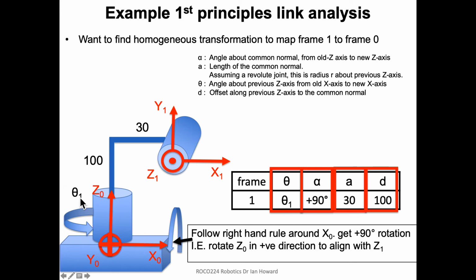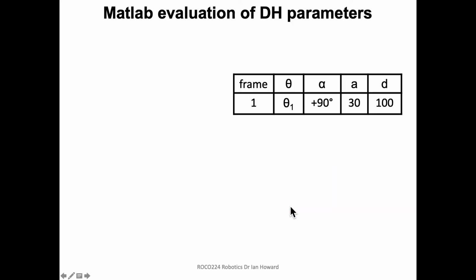But as I turn theta through non-zero values, this would then start rotating round, wouldn't it? So the actual angle which aligns x1 and x0 is going to be theta 1. So the final value in the table here is going to be theta 1.